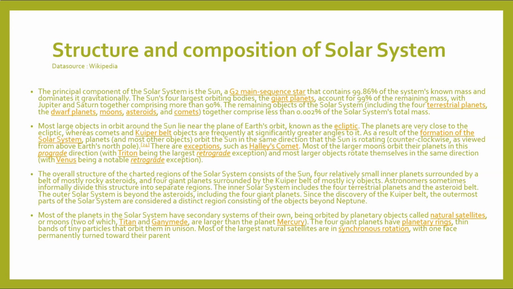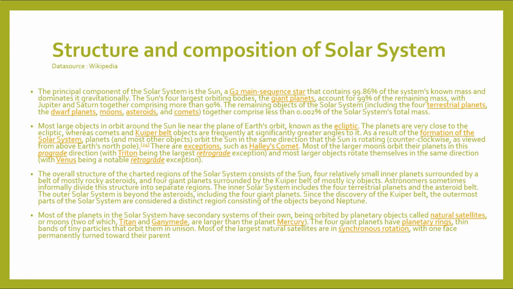The principal component of the solar system is the Sun, which is a G2 main sequence star that contains 99.86% of the system's known mass and dominates gravitationally. The Sun's 4 largest orbiting bodies, the giant planets, account for 99% of the remaining mass, with Jupiter and Saturn together comprising more than 90%. The remaining objects of the solar system, including the 4 terrestrial planets, the dwarf planets, the moons, and the asteroids, together comprise less than 0.002% of the solar system's total mass.